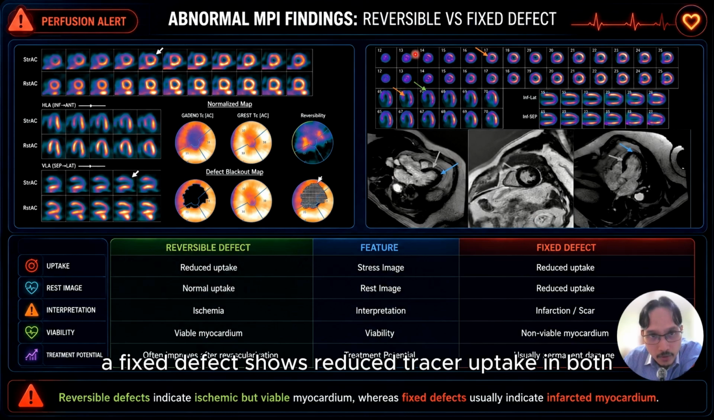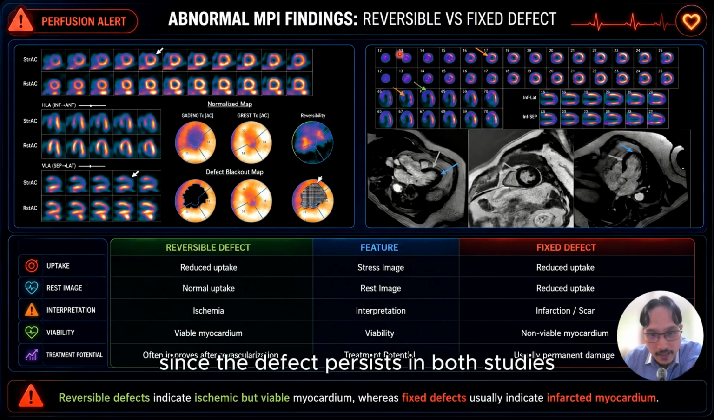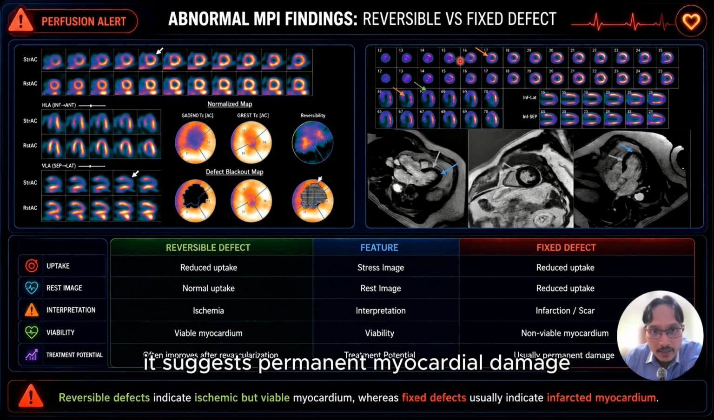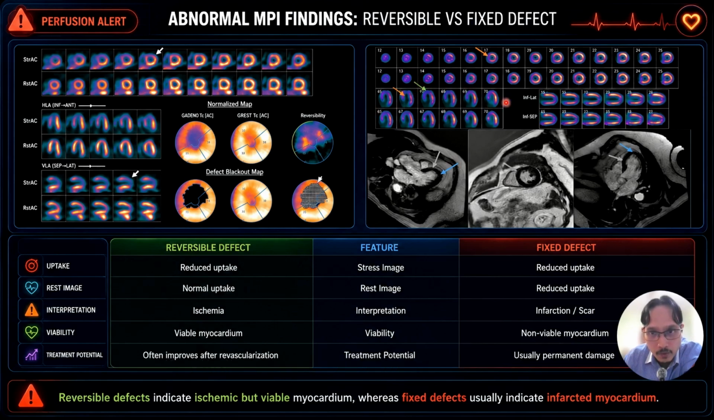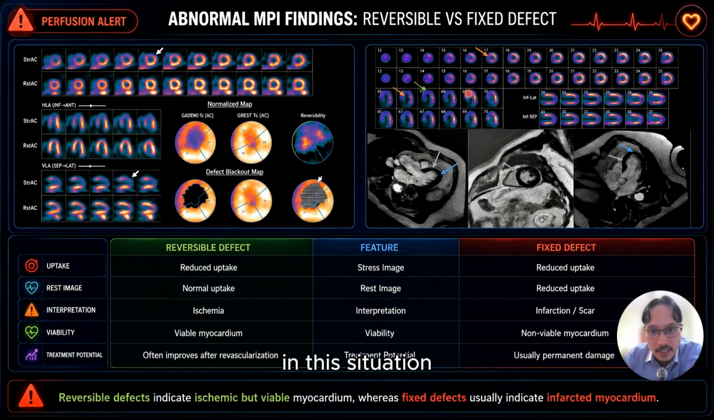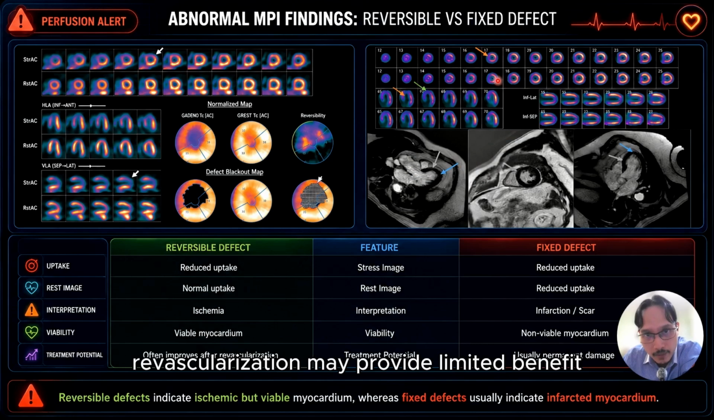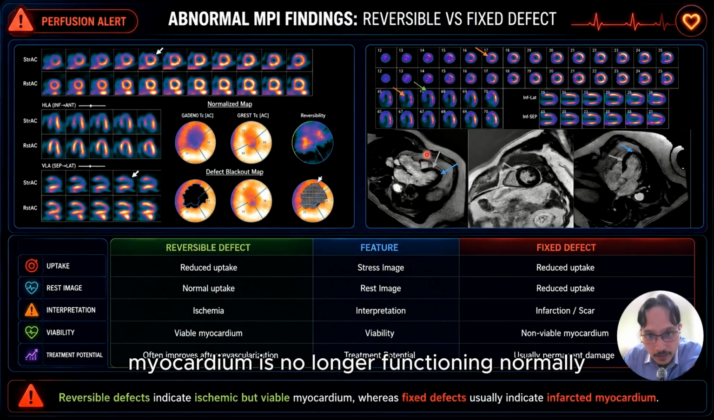A fixed defect shows reduced tracer uptake in both stress and rest images. Since the defect persists in both studies, it suggests permanent myocardial damage. This finding is commonly associated with myocardial infarction or scar tissue, where part of the myocardium has become non-viable due to previous ischemic injury. In this situation, revascularization may provide limited benefit because the damaged myocardium is no longer functioning normally.